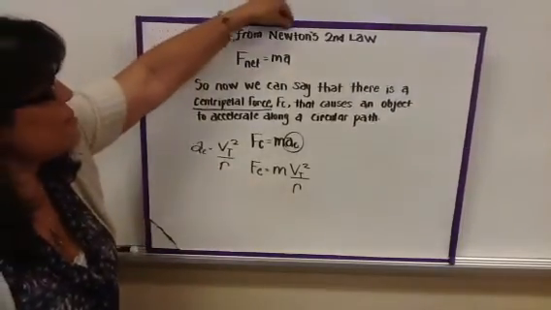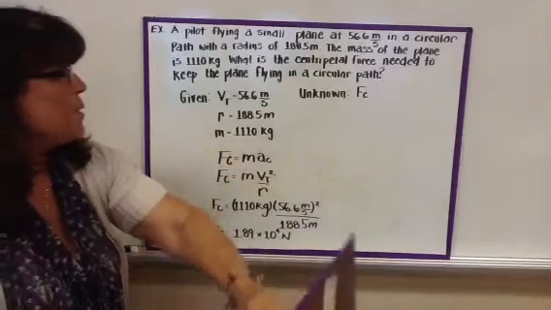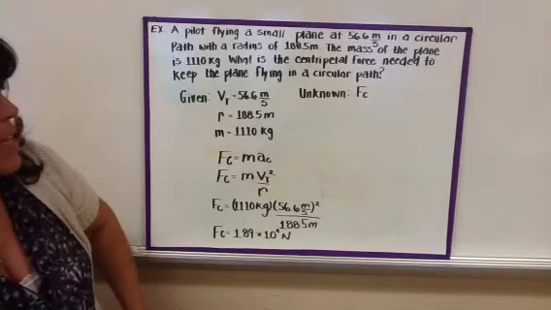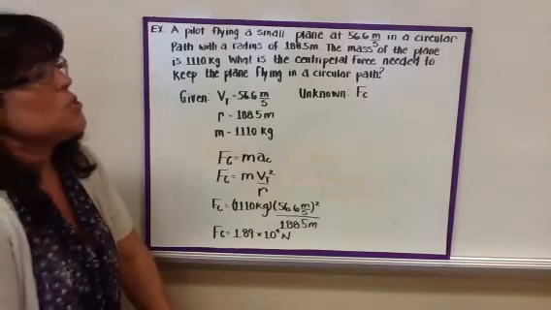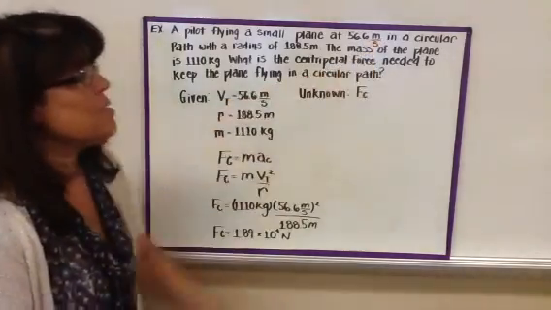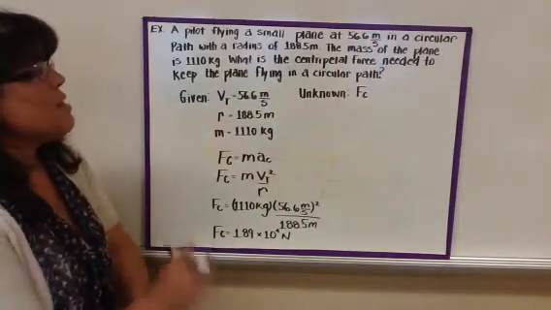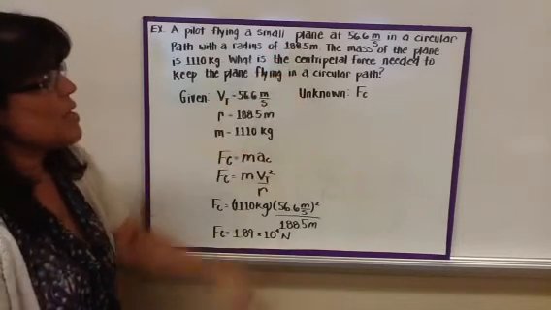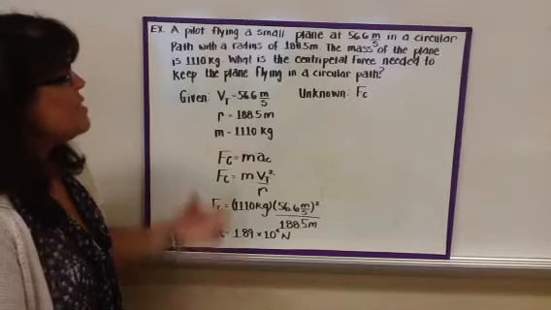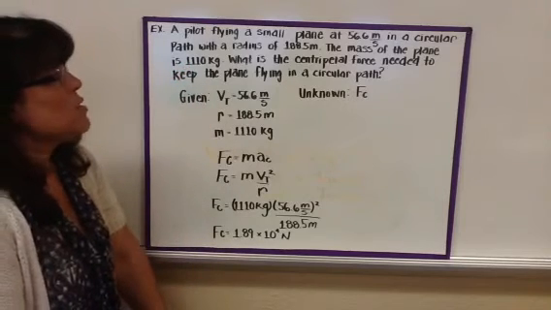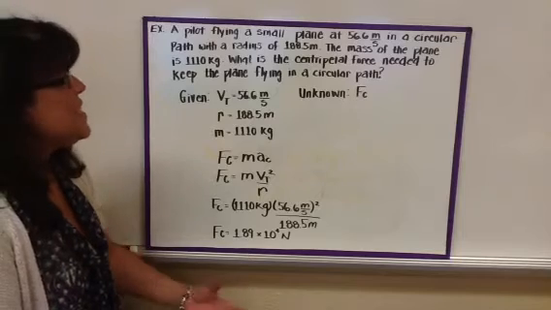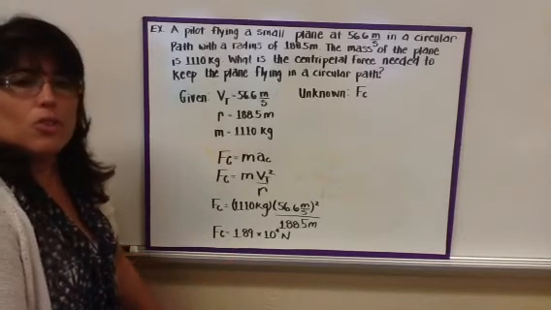Let's try an example with centripetal force. Okay, we have a pilot that's flying around a small plane at 56.6 meters per second. This is our velocity in a circular path with a radius of 188.5 meters. The mass of the plane is 1,110 kilograms. And what is the centripetal force needed to keep that plane flying in a circular path?